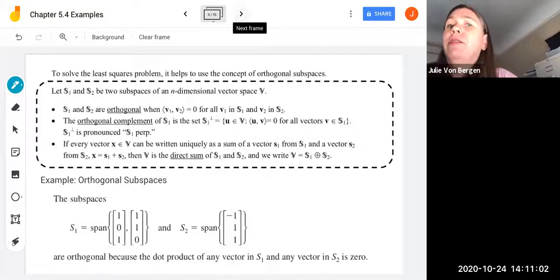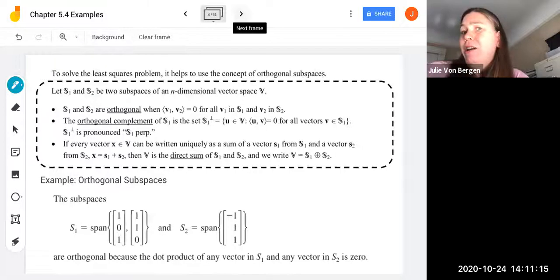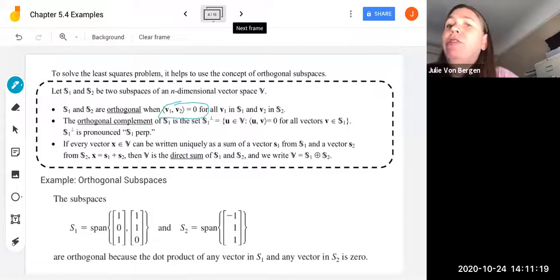Okay, so to solve this least squares problem, we're going to build up this concept of orthogonal subspaces. We're going to let S1 and S2 be two subspaces in an n-dimensional vector space V. We know S1 and S2 are orthogonal when the inner product of v1 and v2 is 0 for all the vectors v1 in S1 and all the vectors v2 in S2.